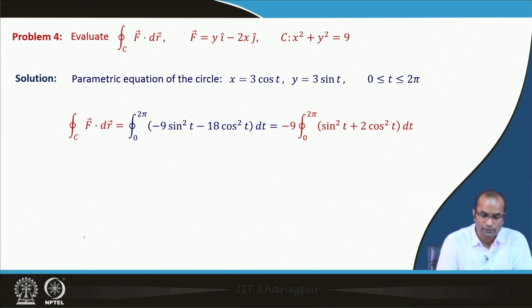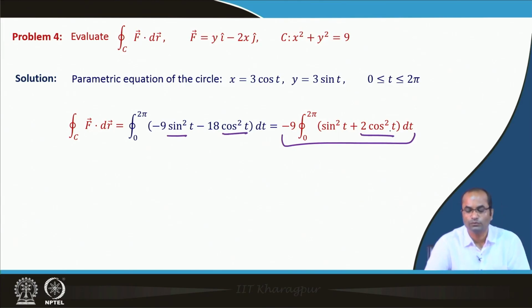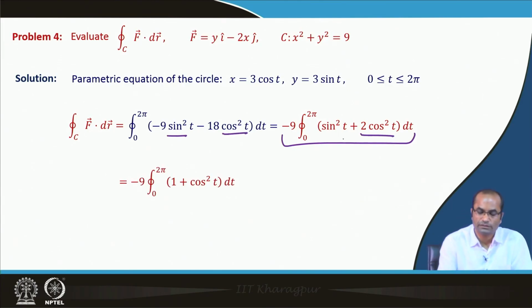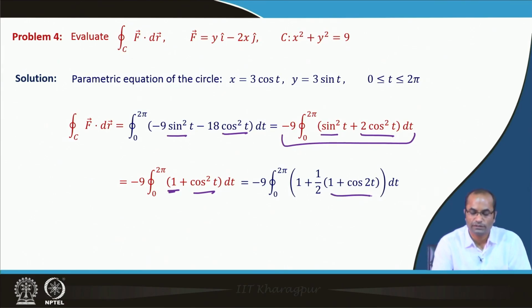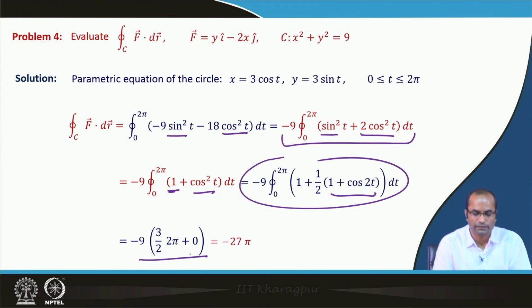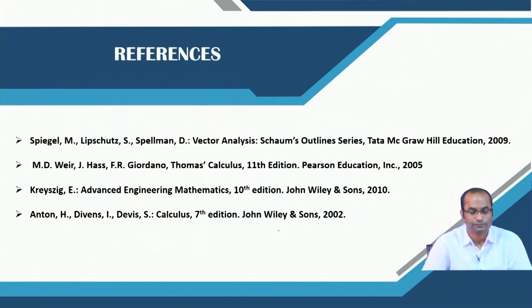evaluate as minus 9 sin square t plus 18 cos square t, which is minus 9 times sin square t plus cos square t, which we can take as 1, plus 9 cos square t left there, which can be written in terms of cos 2t. If we integrate this integral, we will get the value as minus 27 pi.